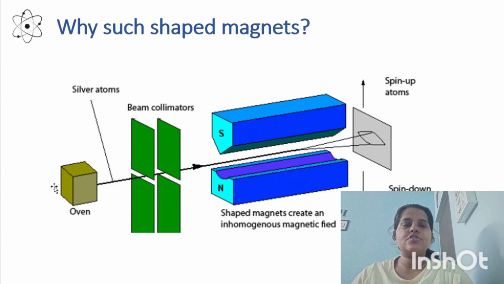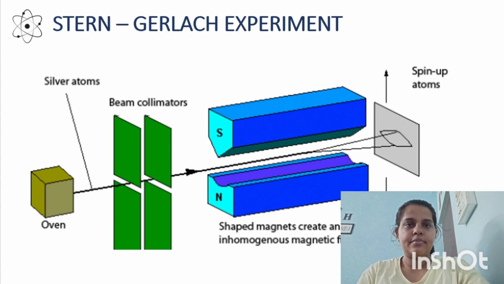Here is the catch. You see, a uniform magnetic field would not separate the atoms. Hence, special shaped magnets were used to create a strong, non-uniform magnetic field, which produces the force necessary to split the atomic beam according to their spin. Next, we will examine the experimental setup of the Stern-Gerlach experiment, focusing exclusively on the apparatus and its functions.